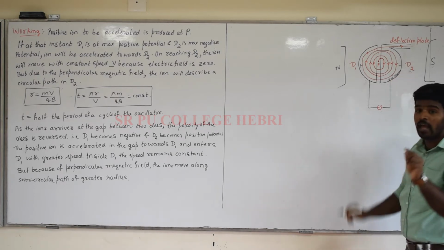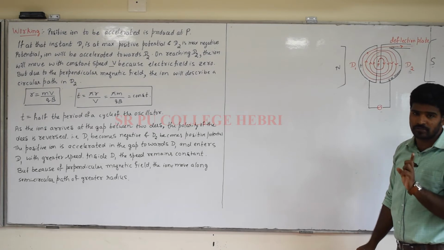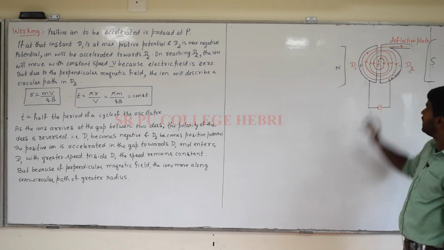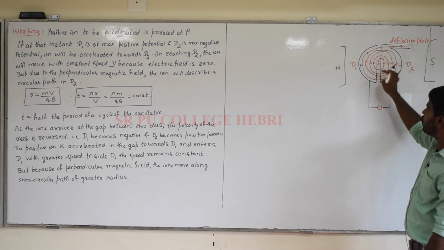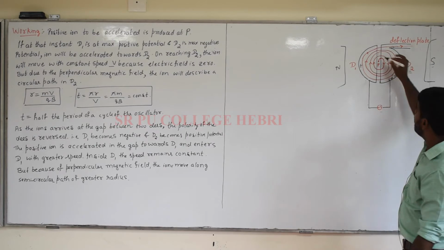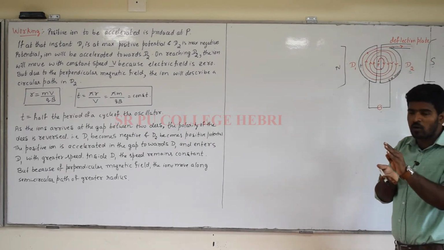That is the reason why the speed of the positively charged particles, or the positive ions, inside the Ds remains constant. Therefore, what is the path followed by the charged particle inside? That will be a semicircular path, covering half of a circle.